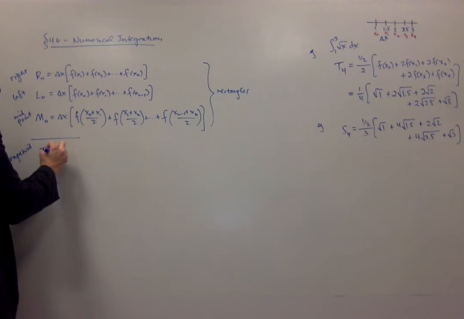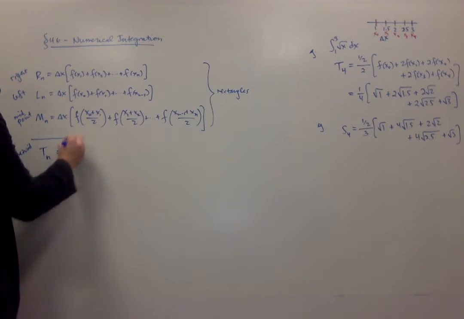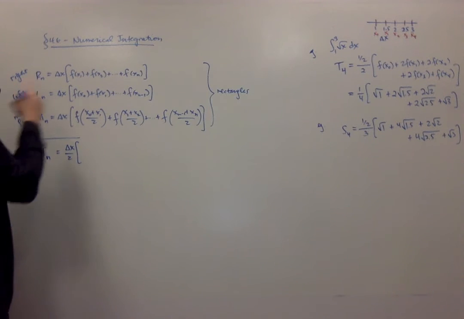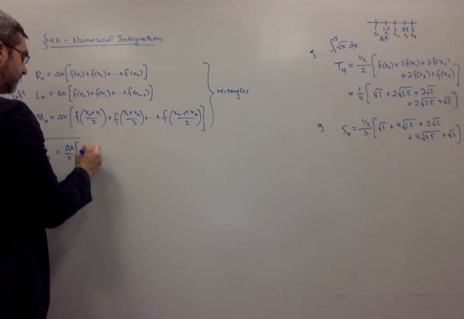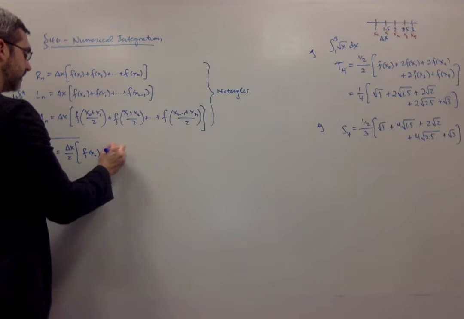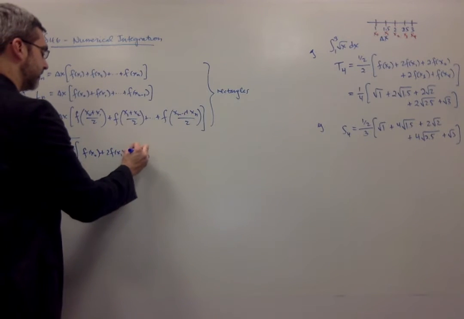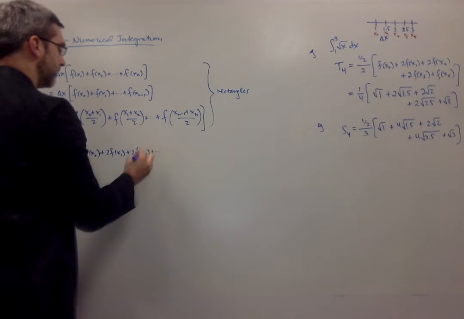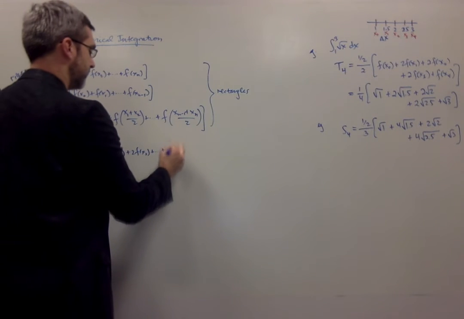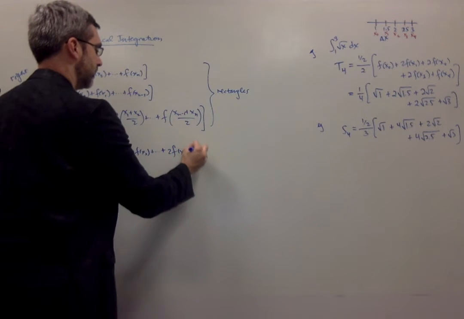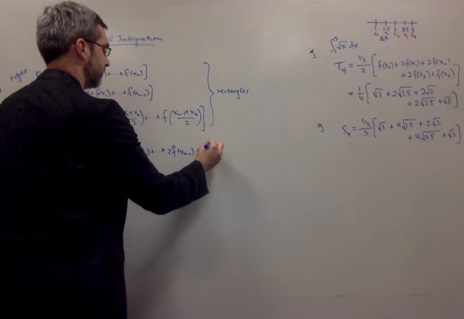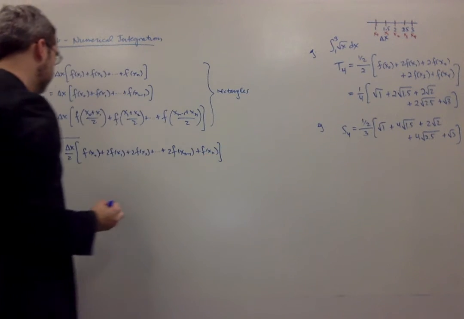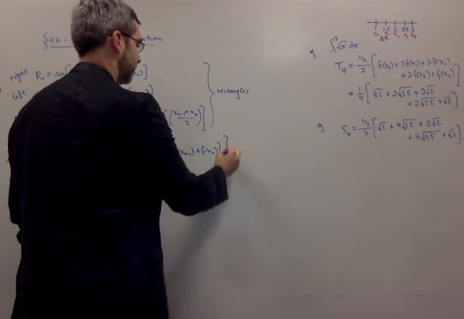The trapezoid rule worked by saying delta x over 2. And then what I do is I take f of x0, 2 copies of f of x1, 2 copies of f of x2, 2 copies of f of x3, all the way up to 2 copies of the second to last one, and then the last one. Okay? So again, this is using trapezoids.